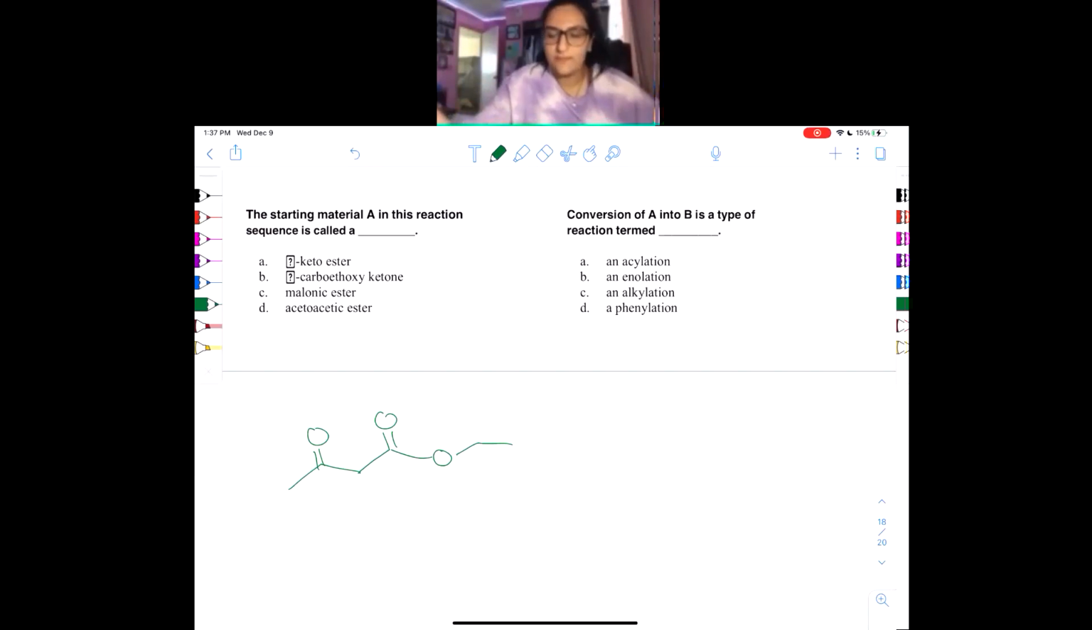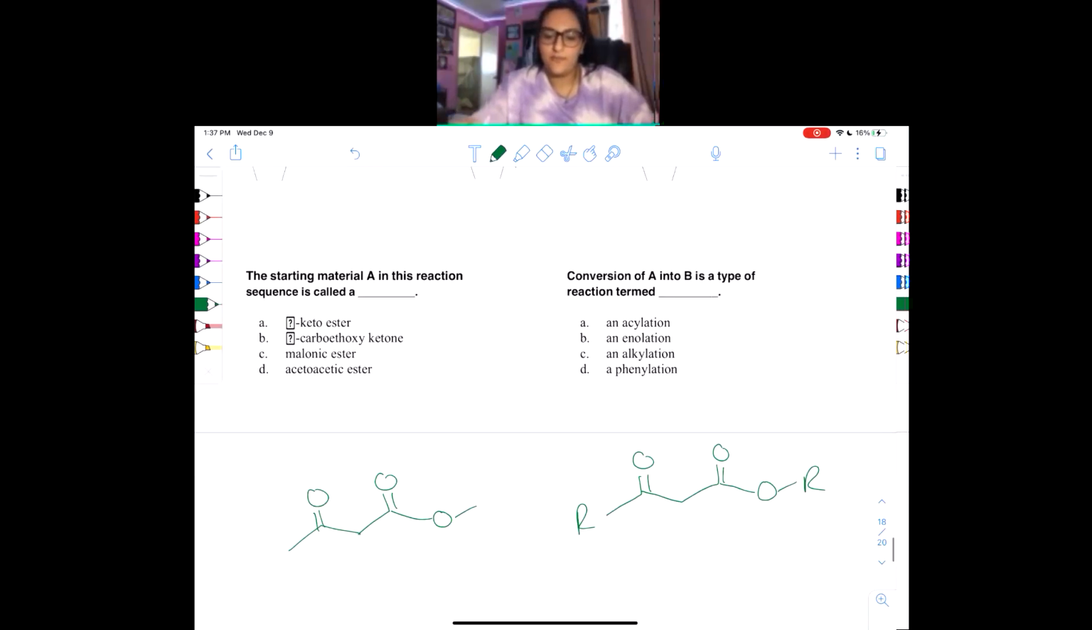And it's very specific, because this is an acetate and this is an acetic ester. So this specific molecule would be an acetoacetic ester. Anything else that has this general framework is going to be a beta ketoester.